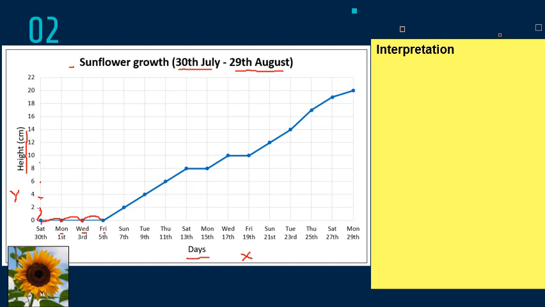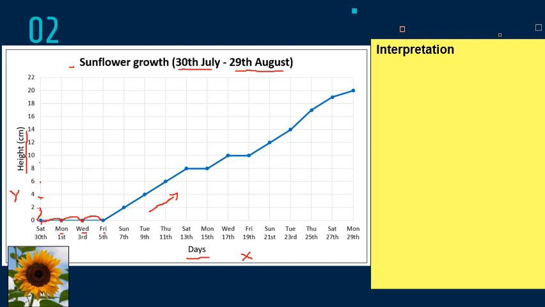Okay. Now the next thing I want to do is just look at the shape of the data. What is the shape of this line? Well, I can see that the line is increasing. It's getting higher from its starting point here, and it's not going down at any point. So it's just increasing. So overall, the sunflower is growing. It's not getting any shorter.